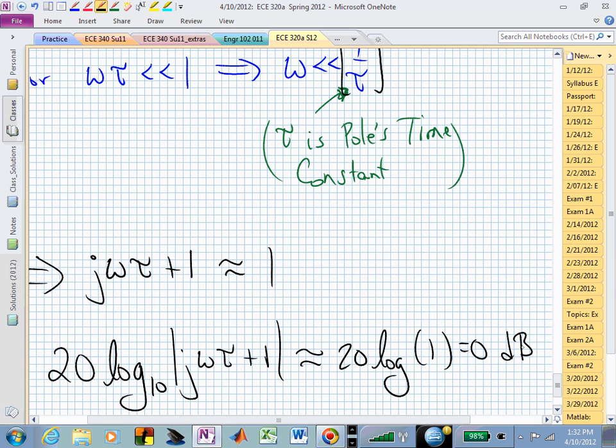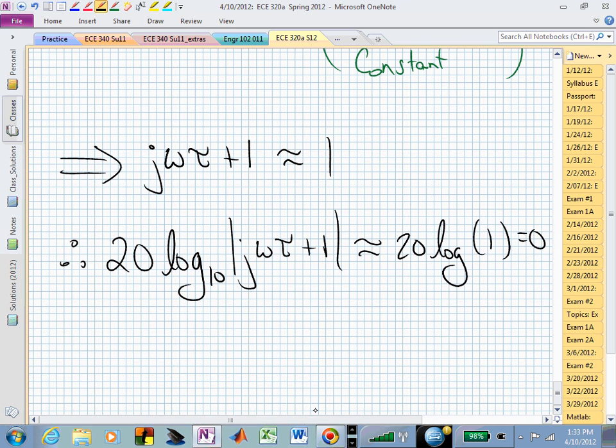And that's 0 dB. That means if you have a linear pole factor or a linear zero factor for frequencies much less than the break frequency of that pole or zero, that factor is contributing 0 dB to the magnitude for low frequencies. And low means relative to that particular break frequency. That's one extreme. Let's go and look at another extreme.